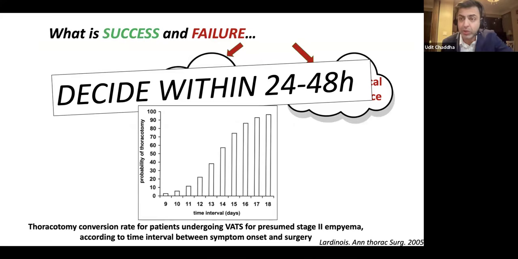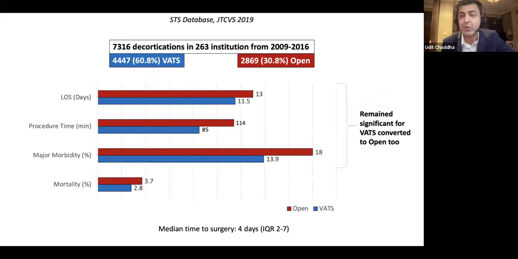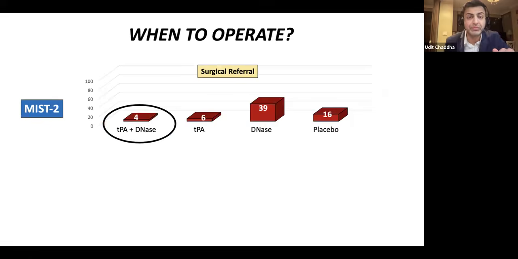And this is extremely important because the later they operate, the higher the rate of thoracotomies as opposed to minimally invasive VATS being done for decortications. And this is important because you can see in red here, the thoracotomy group has higher length of stay, more procedure time, more morbidity, and more mortality from this STS database.